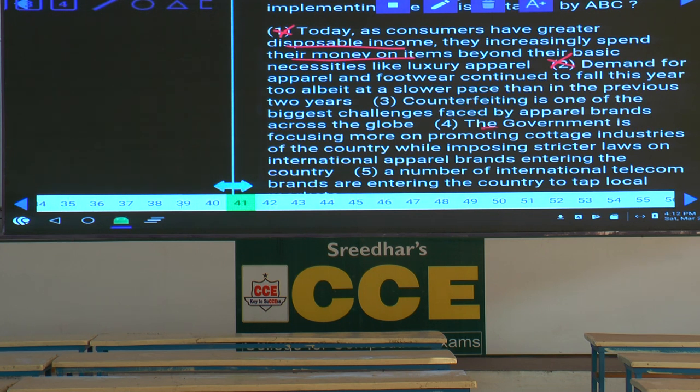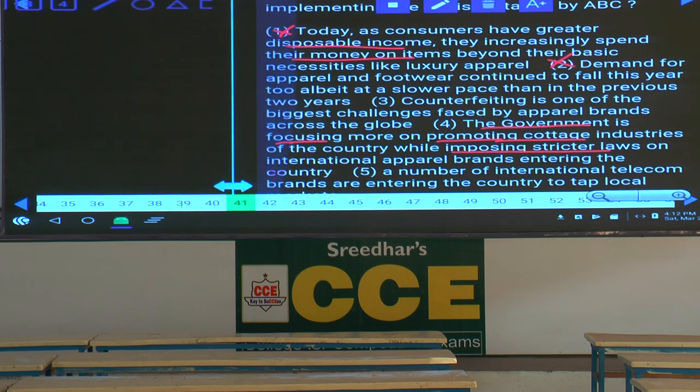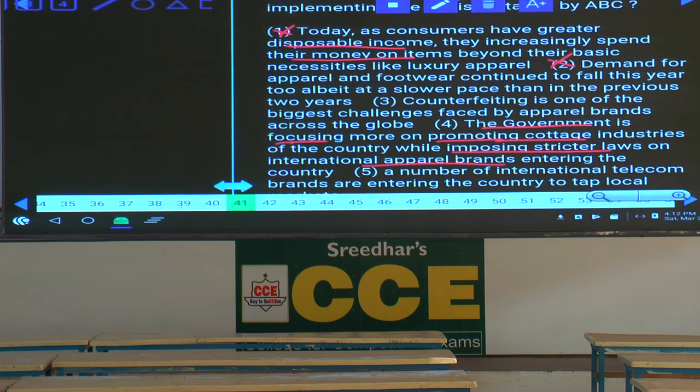Fourth one, the government is focusing more on promoting cottage industries of the country while imposing strict laws on international apparel brands entering into the country. Now these persons have decided to launch 10 stores, isn't it? But the government is thinking to stop international brands from coming into our country. Hence, this might be difficult for these persons to launch this successfully. Clear? Are you getting this or not? Hence, what is your answer? Choice 4. This might not be that smooth for them to launch because the government is thinking the other way.